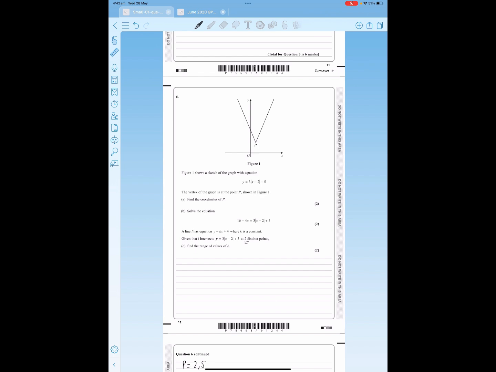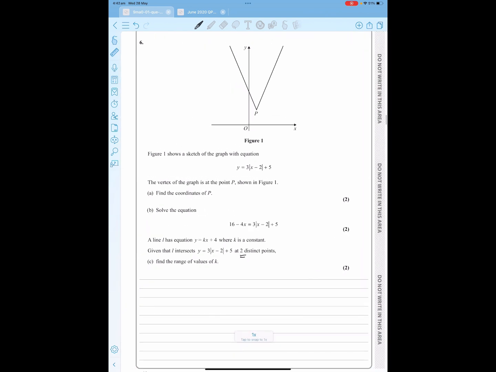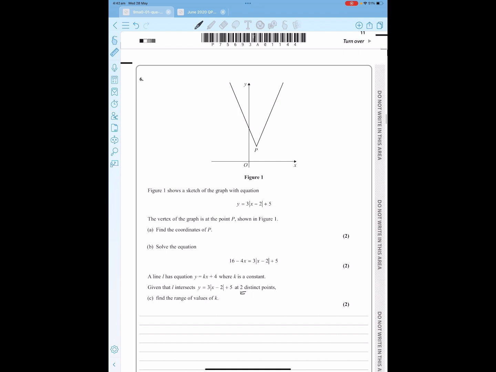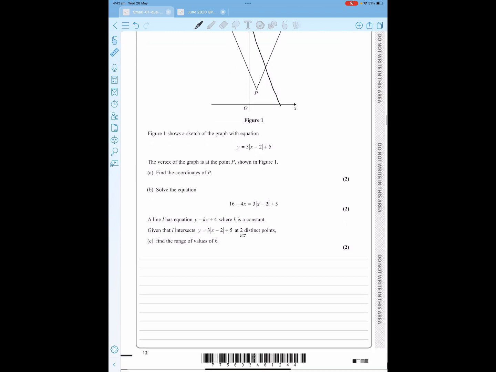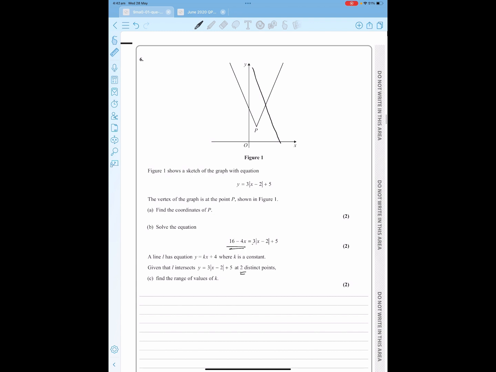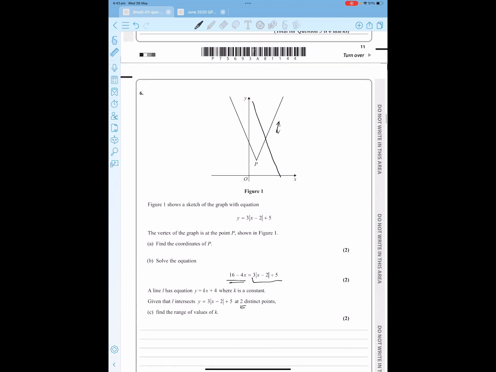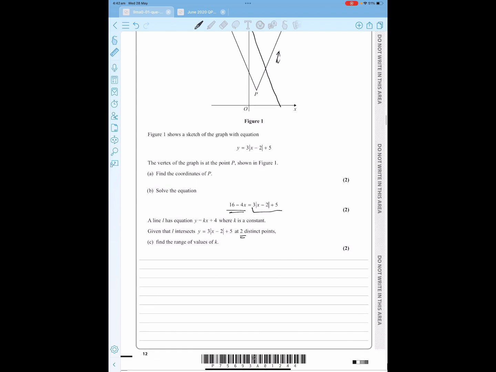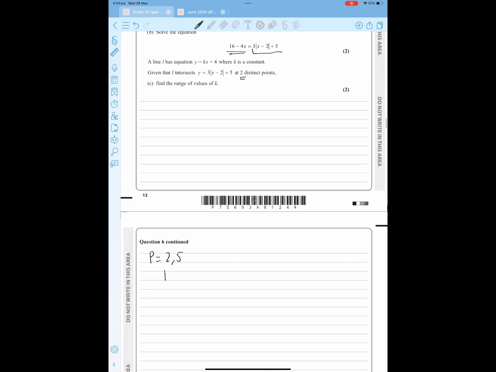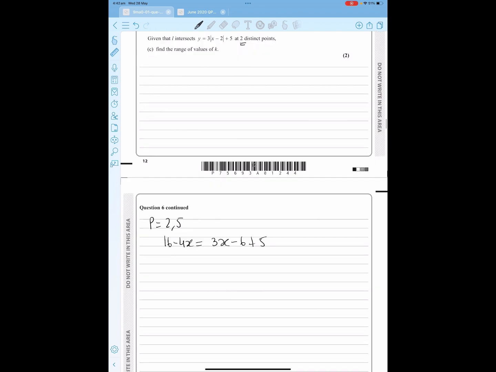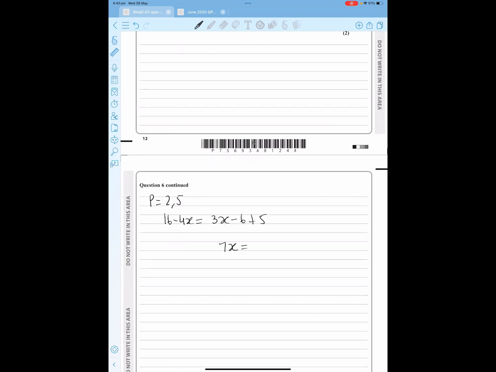Okay, part B says solve the equation 16 minus 4x is equals to 3 mod x minus 2 plus 5. So we know that 16 minus 4x will be just some line like that. You can use your calculator to double check. So once we know that 16 minus 4x would intersect the modulus graph when the gradient is positive, we can solve this equation as if there were no modulus because we're using the positive coefficient of x anyway. So we can say 16 minus 4x is equals to 3x minus 6 plus 5. 7x is equals to 17. X is equals to 17 over 7.